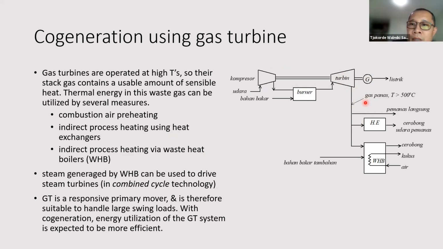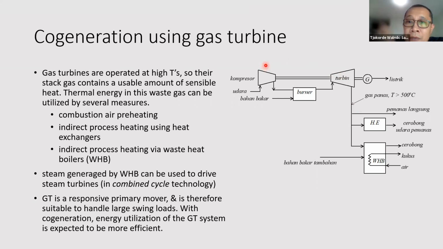What can this hot exhaust gas be used for? First one, which is already very common these days for industrial gas turbines, is combustion air preheating. The incoming air to the compressor, before it is compressed, can be preheated by the hot exhaust gas. Second use is for indirect process heating using heat exchangers, such as shell and tube exchangers, to heat up process streams. That's also practiced quite a lot. It's nothing novel, quite conventional actually.